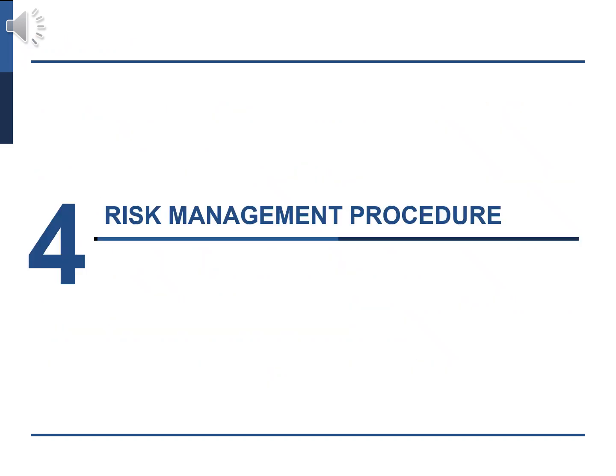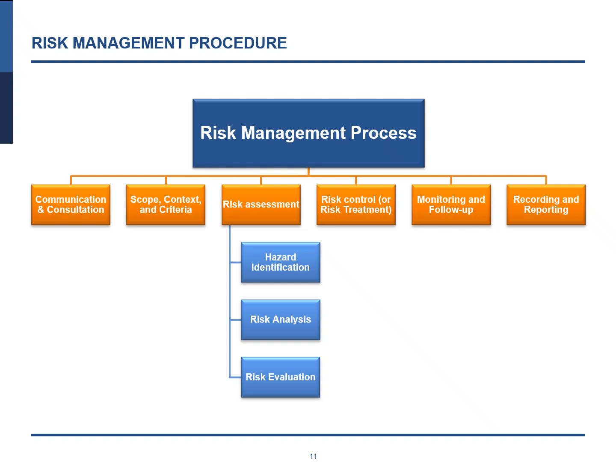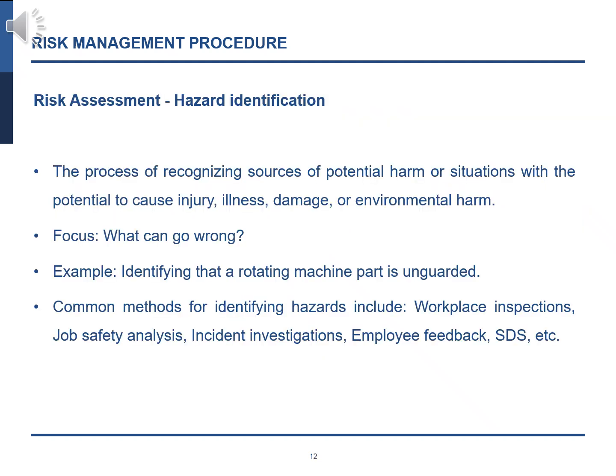Risk Management Procedure. Risk Assessment, Hazard Identification. The process of recognizing sources of potential harm or situations with the potential to cause injury, illness, damage, or environmental harm. Focus, what can go wrong? Example, identifying that a rotating machine part is unguarded.